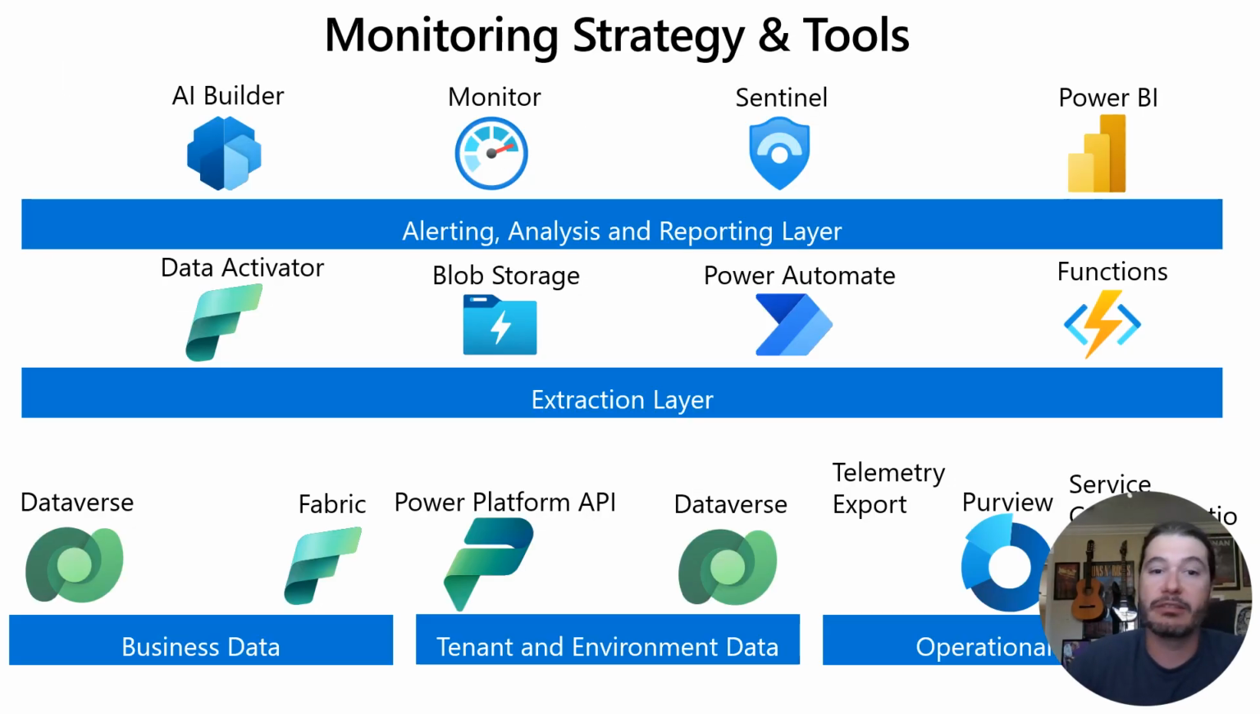Okay, here's just a slew of tools and thoughts on where you can go from business data, tenant environment data, and operational data. What's covered up behind is a service communications API that gives you things like message center, outages, things like that. You have Purview, telemetry export, Dataverse, Power Platform APIs, Fabric, Dataverse for business data. For the extraction layer, you can extract those data points using data activators, blob storage, Power Automate functions.